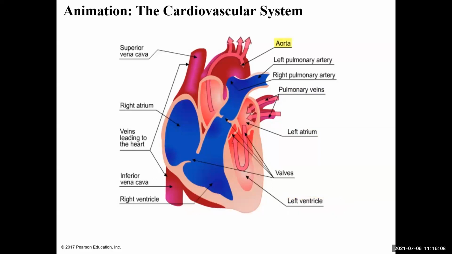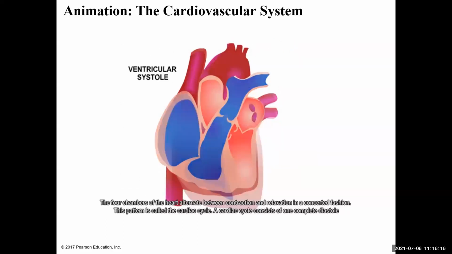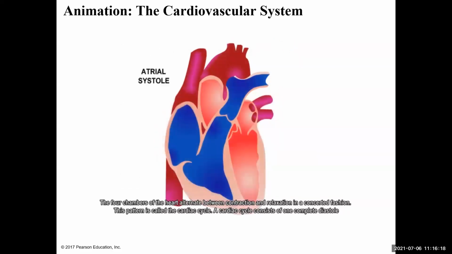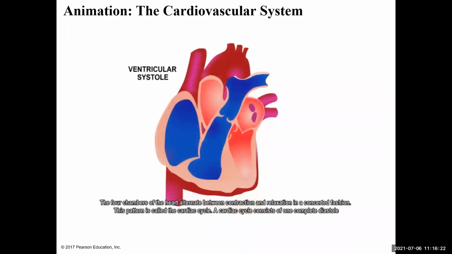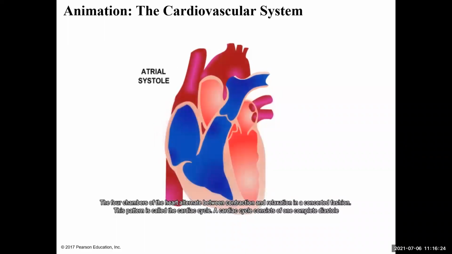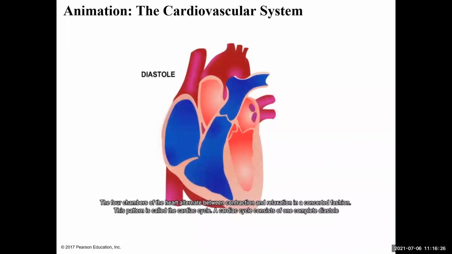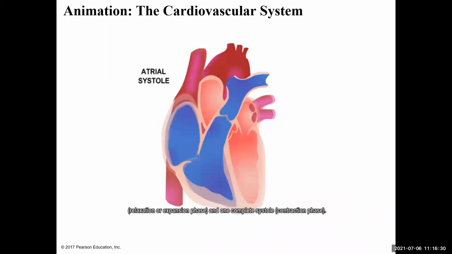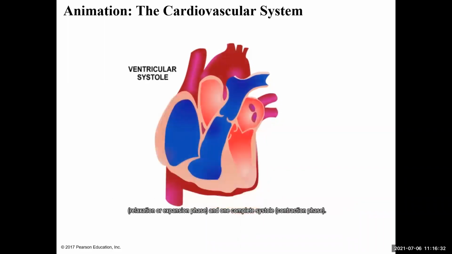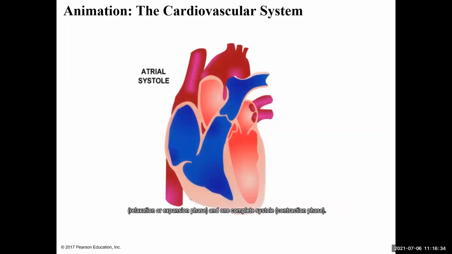tissues of the body. The blood is prevented from flowing backward into the chambers by a system of flap-like valves. The four chambers of the heart alternate between contraction and relaxation in a concerted fashion. This pattern is called the cardiac cycle. A cardiac cycle consists of one complete diastole, the relaxation or expansion phase, and one complete systole or contraction phase.